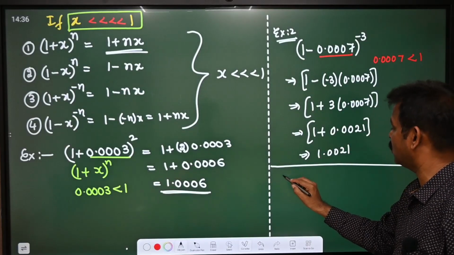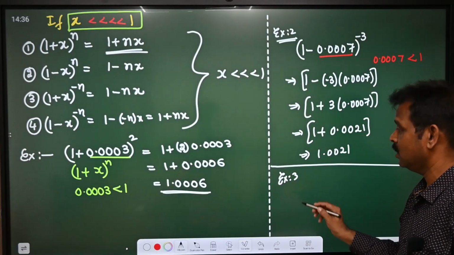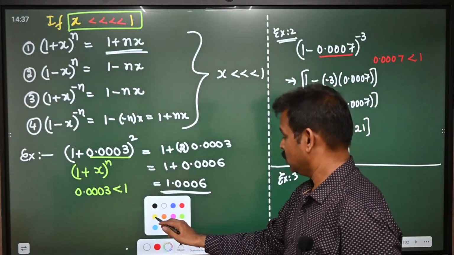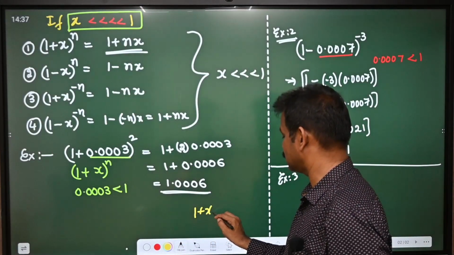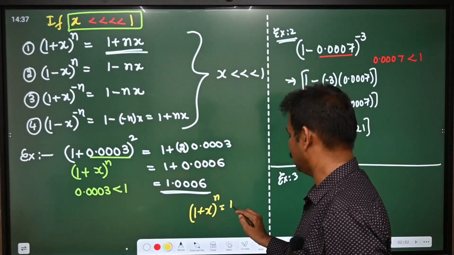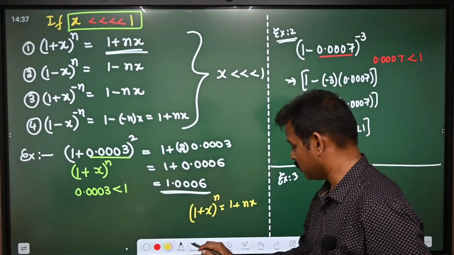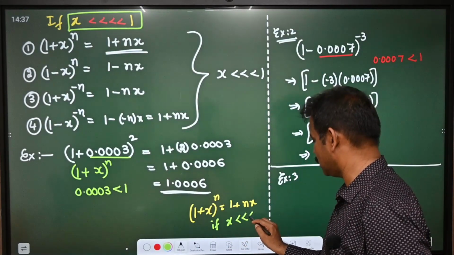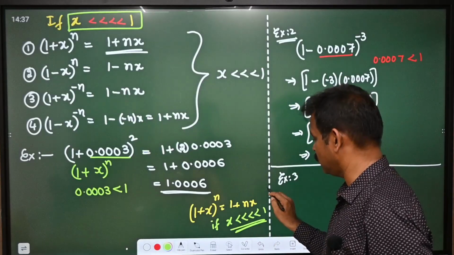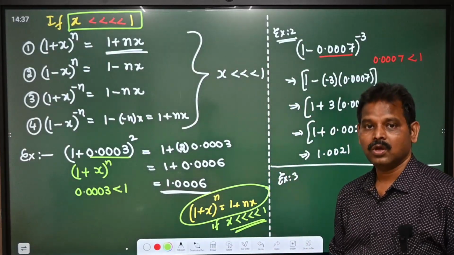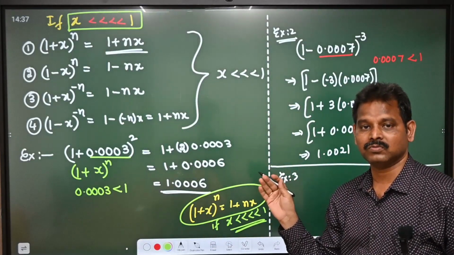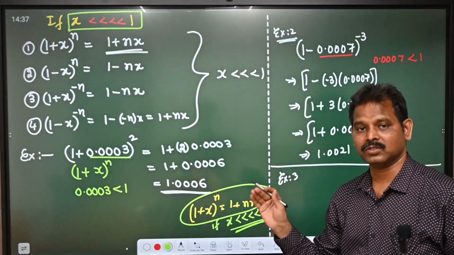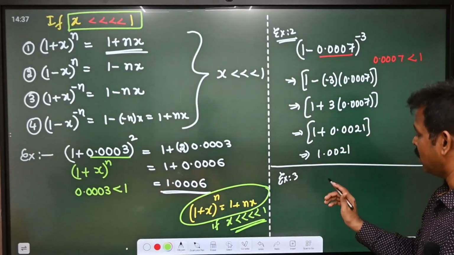Similarly, if you take one more example here, example 3, please remember, I am repeating: (1 + x)^n is 1 + nx if and only if x is much smaller than 1, then only use this formula. Otherwise, we have to use 1 + nx + n(n-1)/2! x² + n(n-1)(n-2)/3! x³, and so on. But here, for small values.